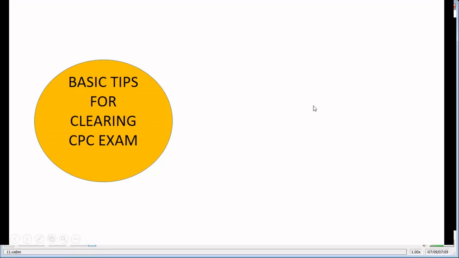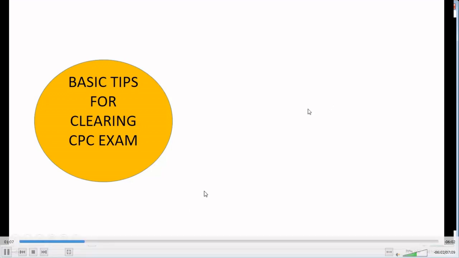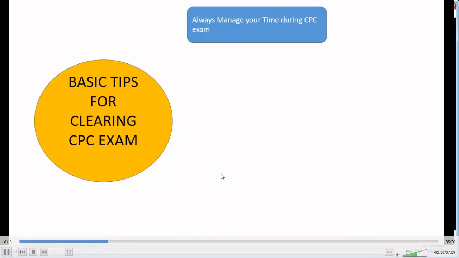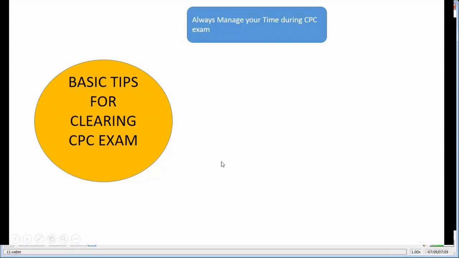So let us start with our first tip. So everybody knows how important time is. So if you don't use time properly during exam, you will lose some questions which you are able to answer during exam. This happens every time when you don't manage your time properly. So before you start your exam, please give each question specific time. If you don't complete that question on that time, please move to other question.